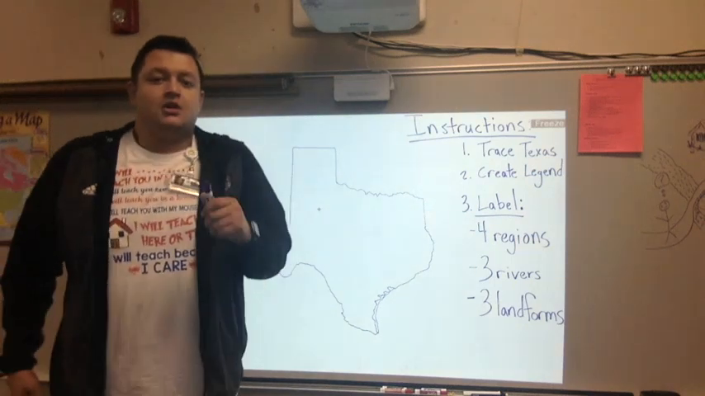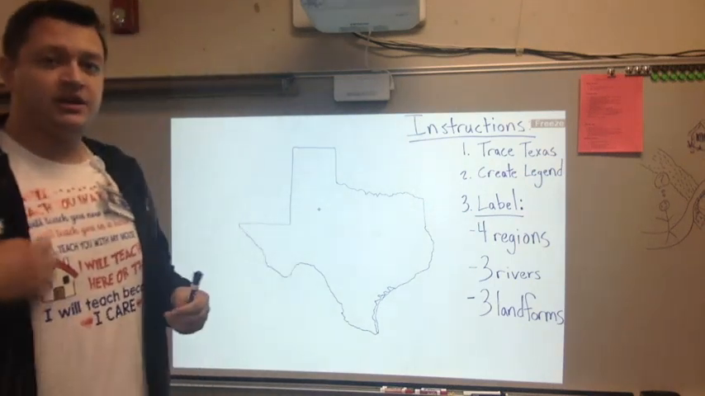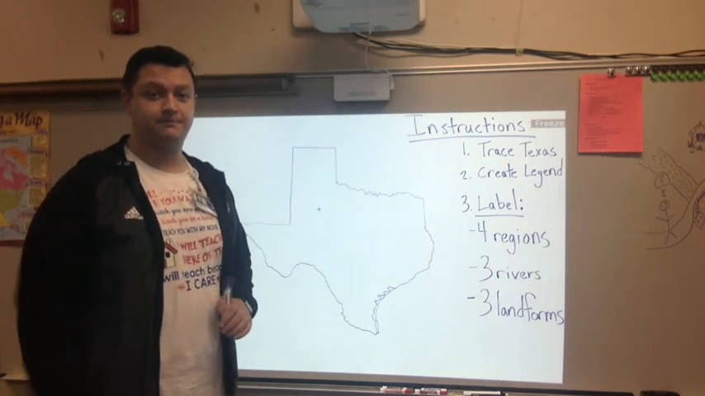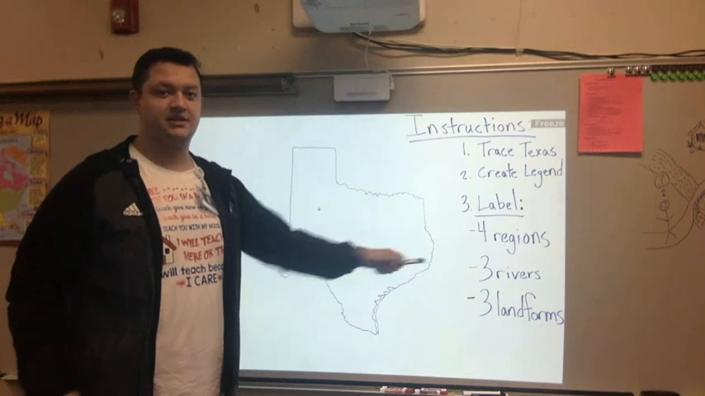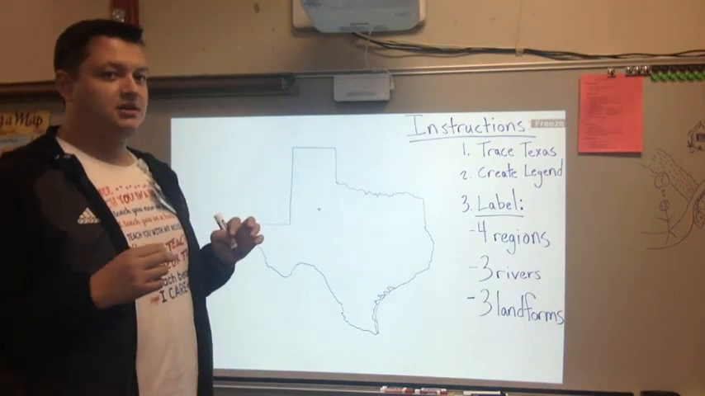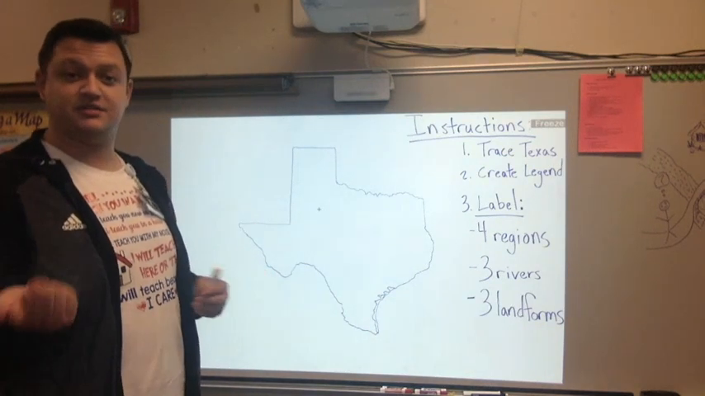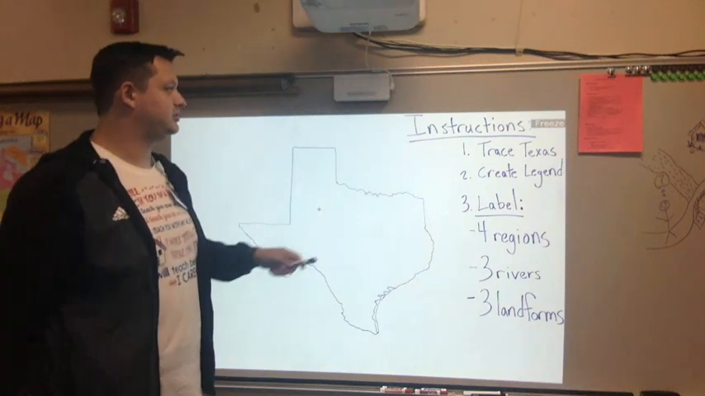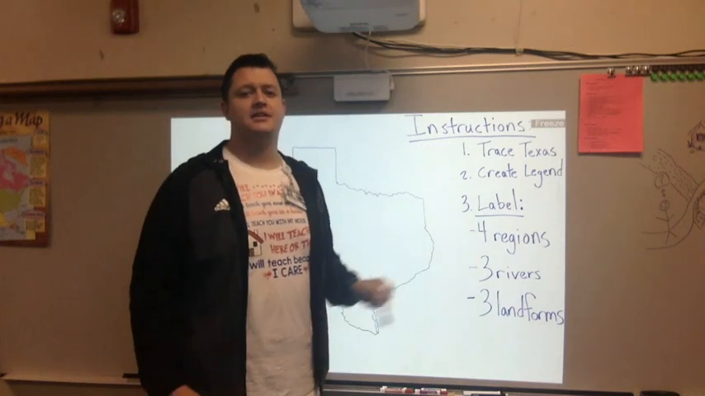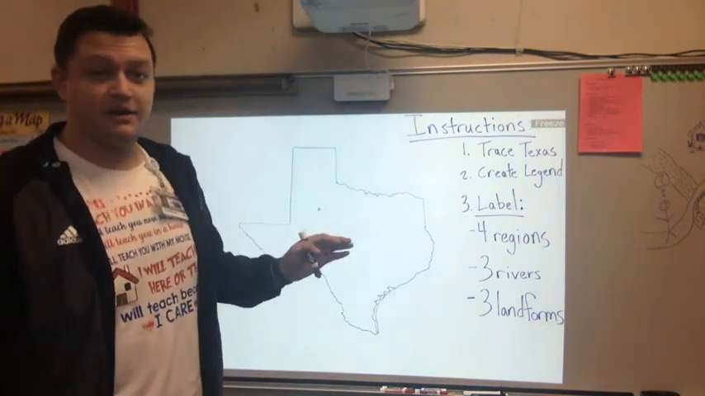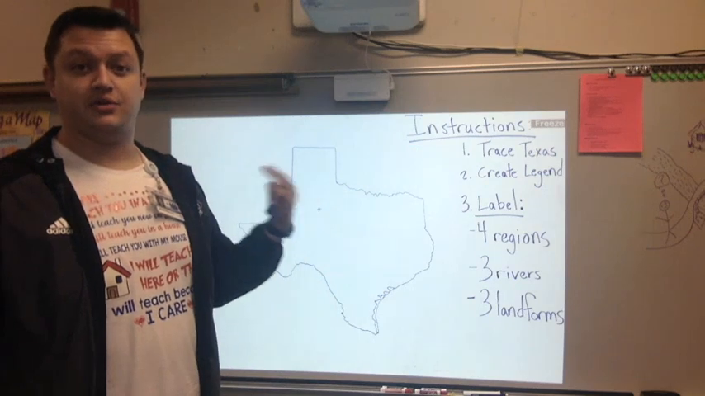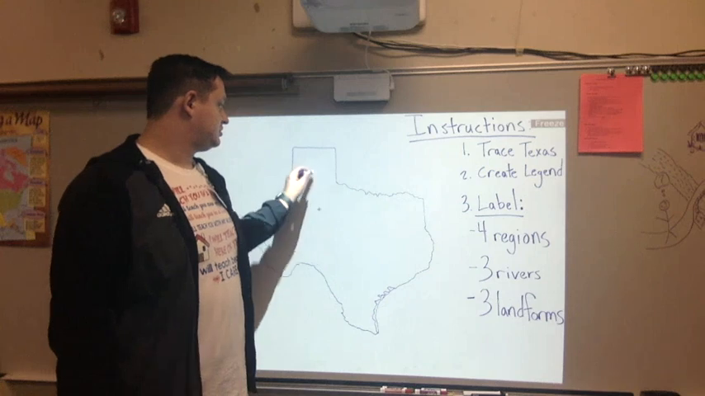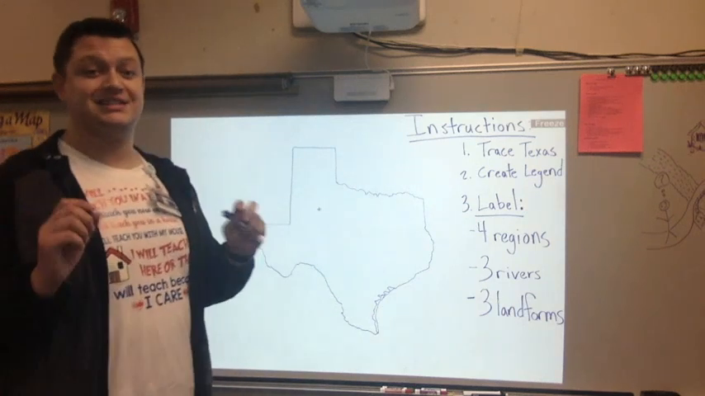Okay, so today I'm going to teach you how to create your own map, all right? So I have all the instructions laid out, but we're going to go through them together, okay? And that's your assignment, going through these instructions together. So the first thing, number one, it says trace Texas. Now, it doesn't have to be perfect. I'm not grading on how great it looks, anything like that. All I want to see is that you gave an attempt at tracing Texas, okay?